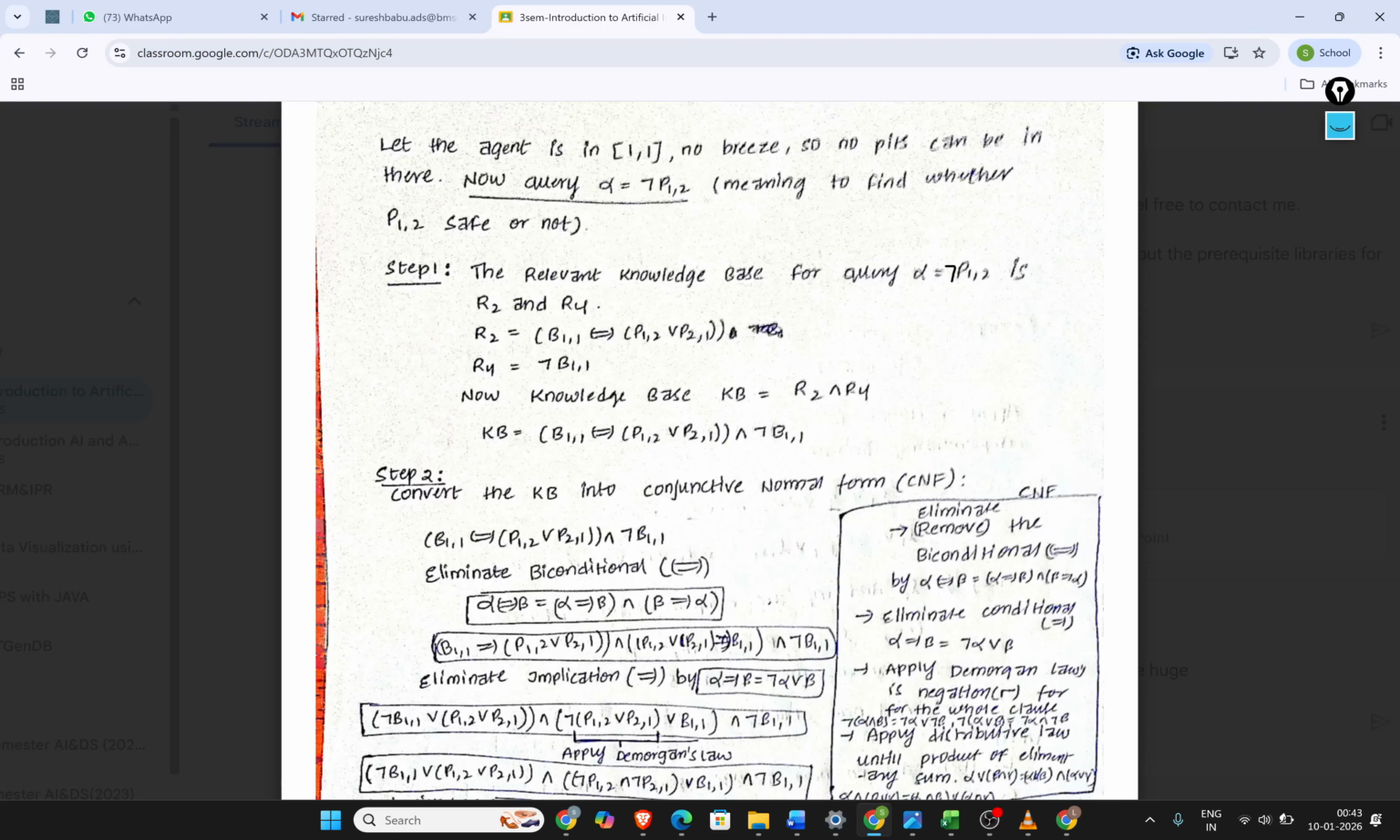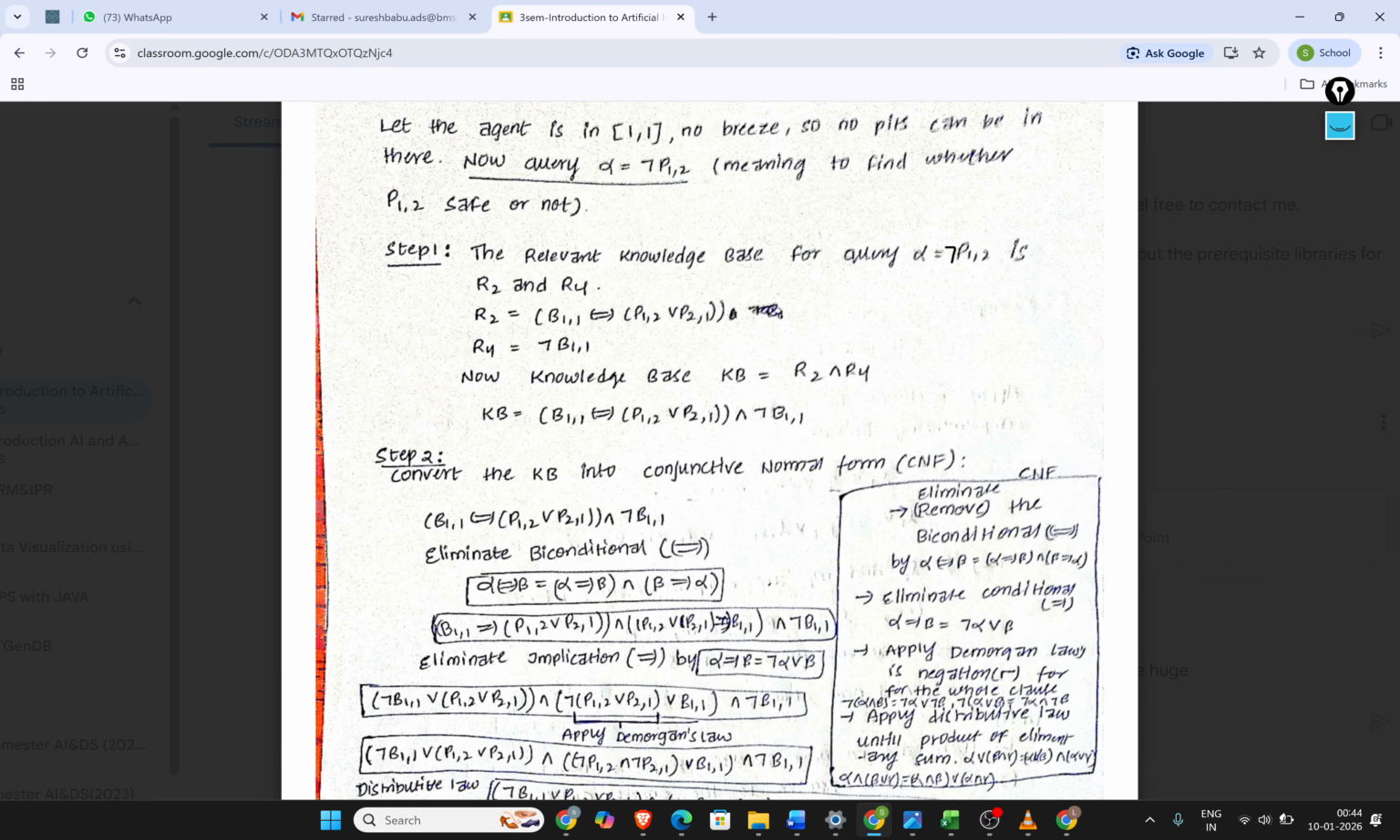R2 equals B1,1 if and only if P1,2 or P2,1. What is the meaning of this? If there is a breeze in 1,1, there might be a pit in P1,2 or P2,1. That is the meaning. And rule 4: there is no breeze in 1,1. Now the knowledge base will become R2 and R4. We can rewrite the knowledge base: R2 is B1,1 bi-implies P1,2 or P2,1, and negation B1,1.